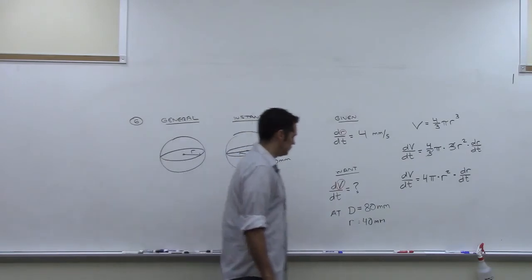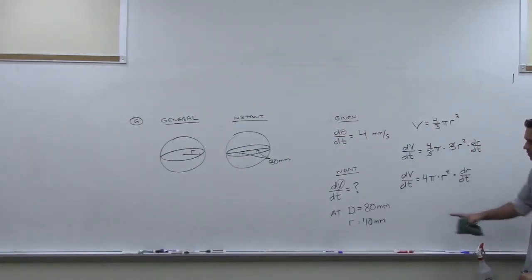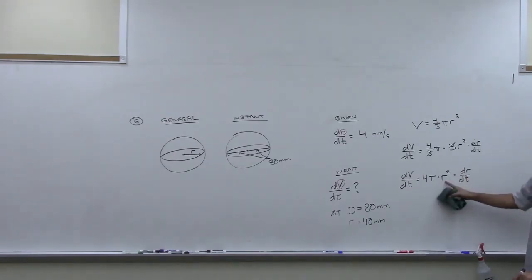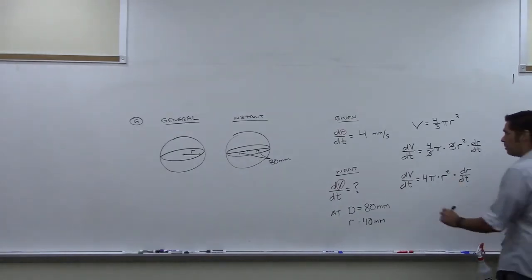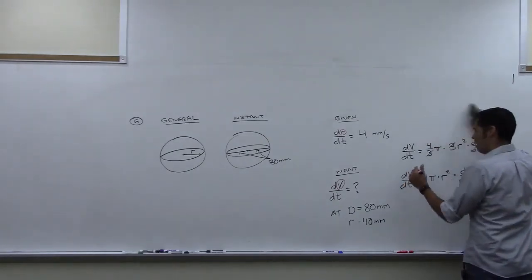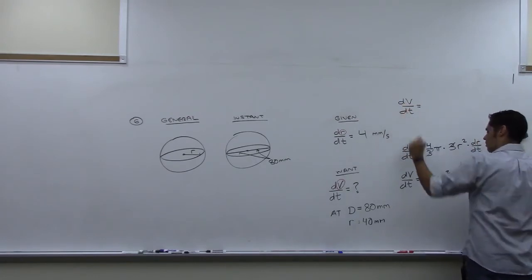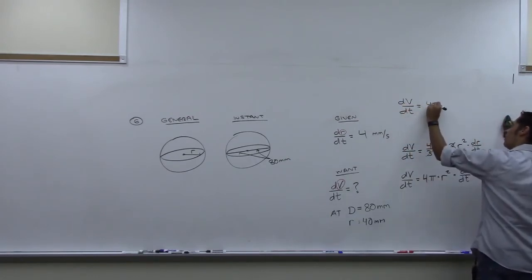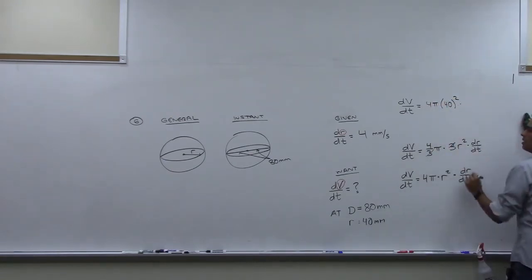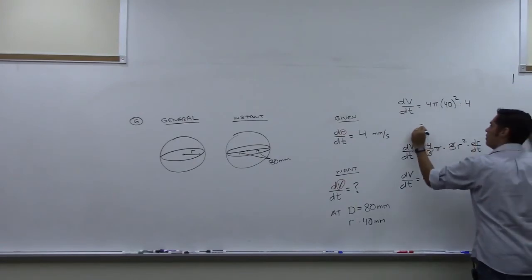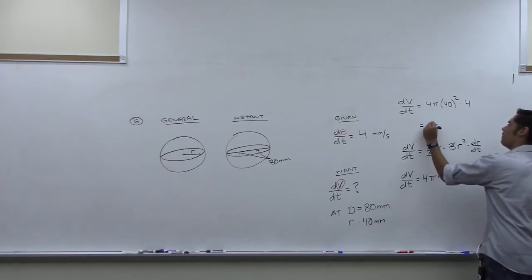So that's just one little tweak in the problem you've got to pay attention to. They give you diameter, not radius. So when you come in here, you need to convert that diameter to the radius before you can plug it in. So let's plug in. If we plug in, we're looking at dV/dt should be equal to 4 pi times 40 squared, not 80, times dr/dt, which was 4. And if you do this, you get 25,600.